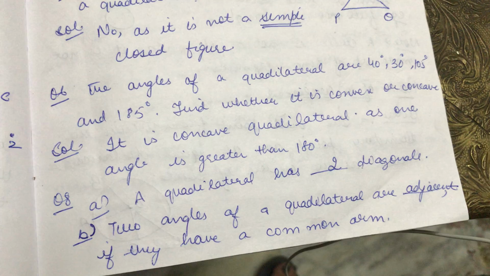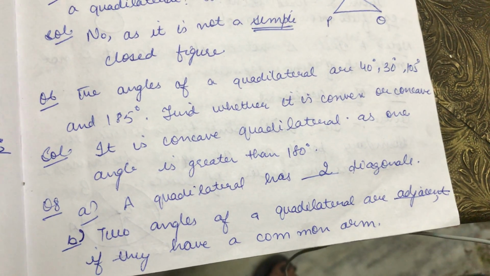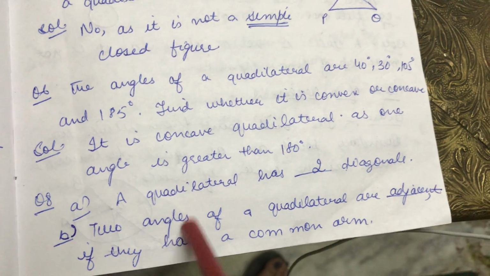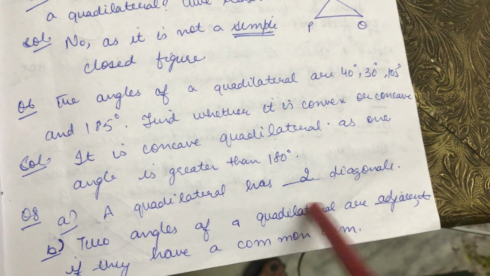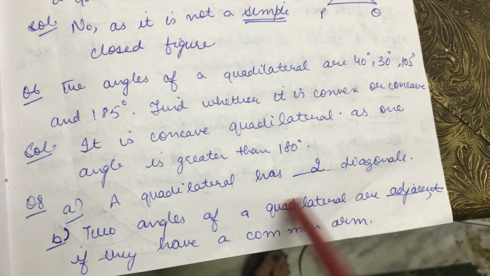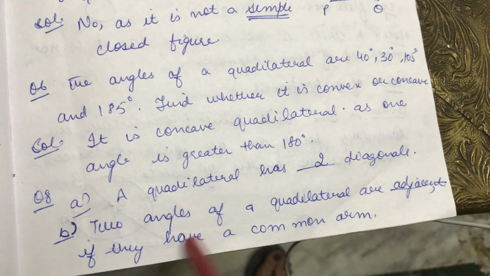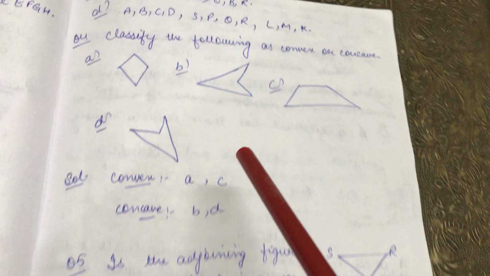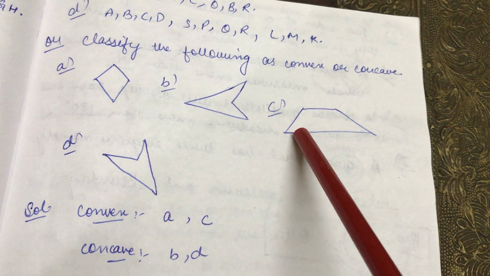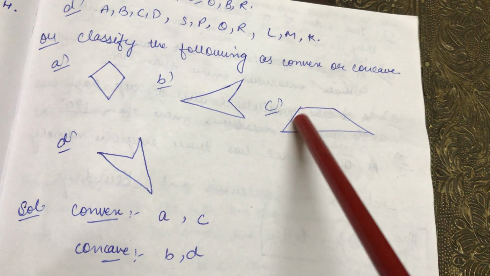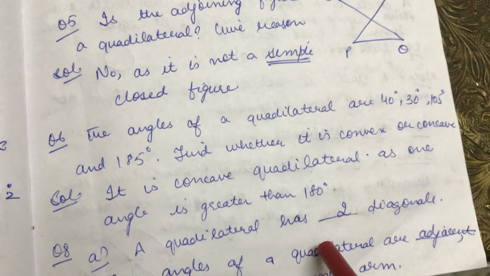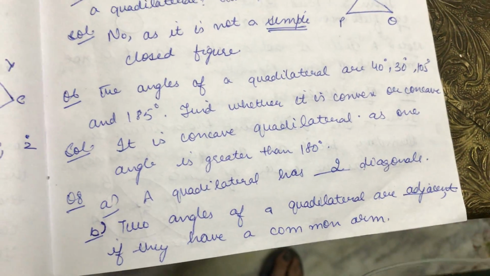Next, fill in the blanks. A quadrilateral has dash diagonals. We know a quadrilateral has only two diagonals. B part, two angles of a quadrilateral are dash if they have a common arm. If I see this quadrilateral, two angles, now these two angles have a common arm, this. So these two angles I will say they are adjacent to each other. So in the fill up I will write adjacent.